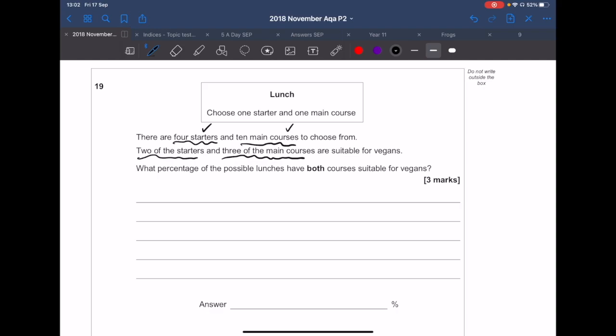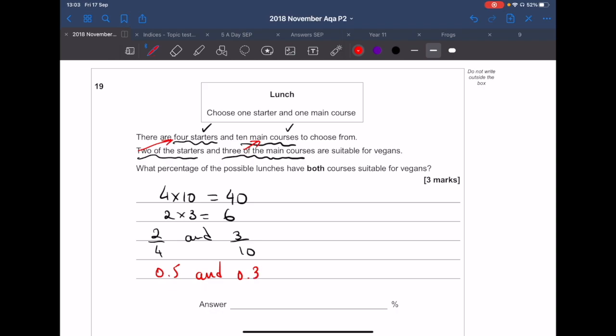So we're looking for which combinations we could have. First of all, we've got 4 times 10, so 40 possible. So 4 starters and 10 main courses, so 40. And then we've got 2 times 3, which is 6. So we could do 2 over 4 and 3 out of 10. So 2 out of 4, 2 from 4, or 3 out of 10. And therefore you've got 0.5 and 0.3.